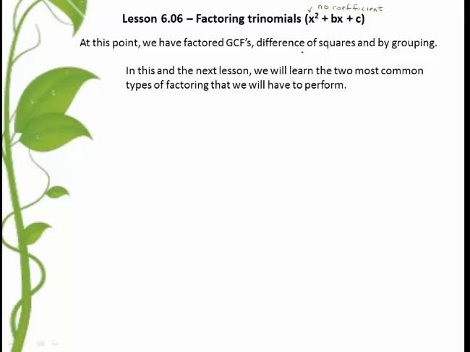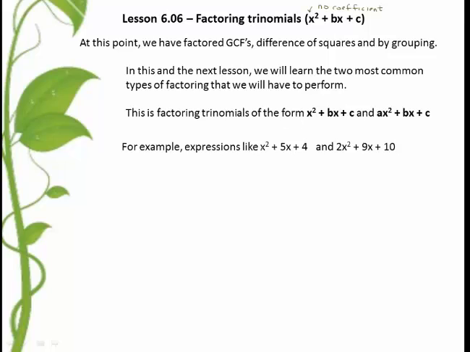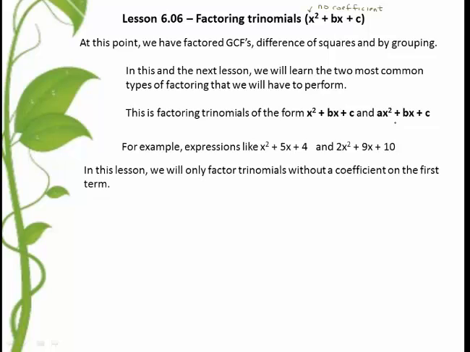And then the two most common types of factoring we'll have to do is trinomials. In this lesson, we're doing trinomials with no coefficient on the leading term. And in the next lesson, our trinomials will have a coefficient on the leading term. So examples would be x squared plus 5x plus 4 or 2x squared plus 9x plus 10. These are examples of trinomials we would have to factor. So in this lesson, again, we're only doing trinomials without a coefficient on the first term.